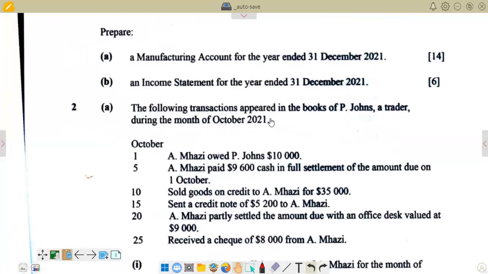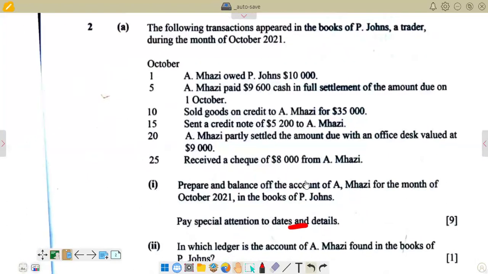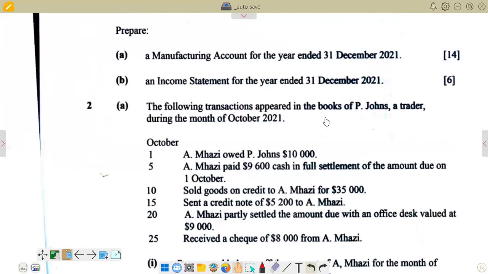It reads, the following transactions appeared in the books of P. Jones. So these are the books of P. Jones. In other words, this is the business of P. Jones, and we are going to prepare an account of A. Mazi. The question says prepare the account of A. Mazi, so basically we are going to prepare an account of A. Mazi.